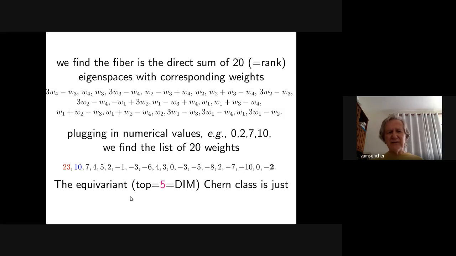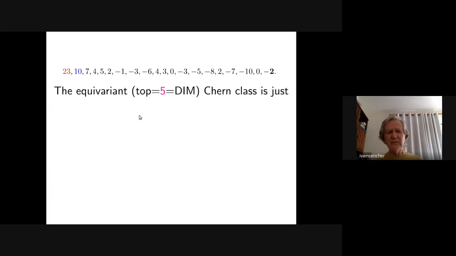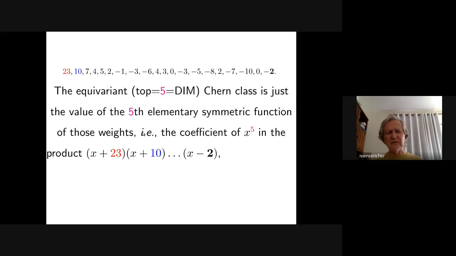And then the equivariant top 5-dimensional Chern class is a symmetric function on these numbers. Okay, so I have to compute the 5th elementary symmetric function on this list of numbers. Precisely, you take x plus 23, x plus 10, etc., multiply throughout and collect the coefficient. Of course, you do this all mod x^6, and you collect the coefficient of x^5. That's the 5th Chern class. And you get some number.